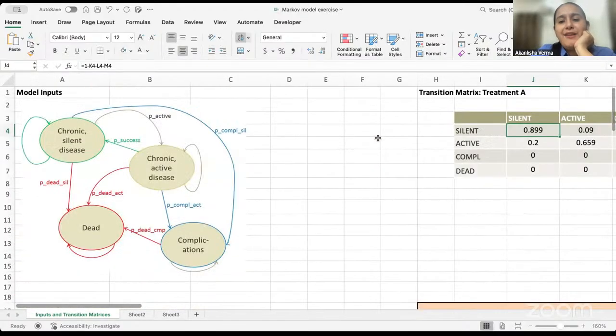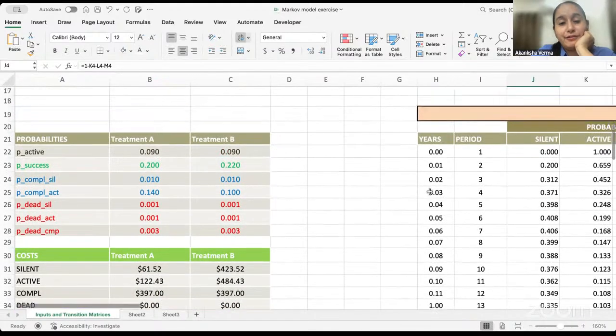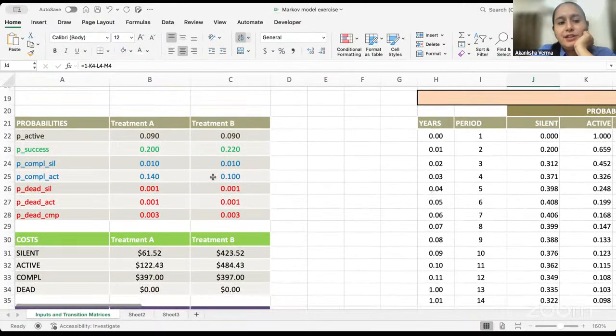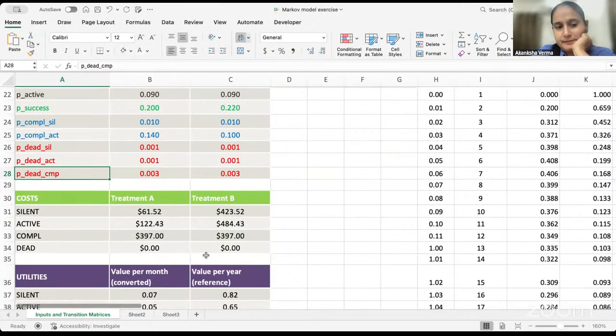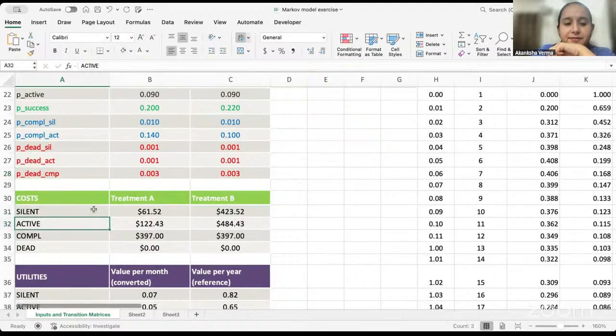Now, apart from probabilities, what will we have? These are probabilities again. We have actually done the naming of the probabilities to make it easier. Then we have cost, right? So cost for each health state with treatment A and with treatment B.